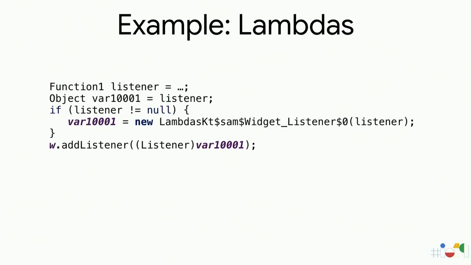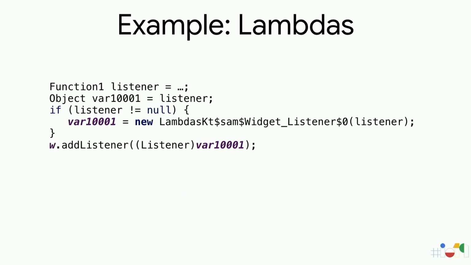So here's what it looks like. We create our listener, because it's a Lambda, it becomes a function1 type internally. And a function1 is effectively a Lambda that has 1 parameter. But because that type is function1, it is not the listener type that our widget expects. So the compiler generates this extra class called widget_listener that is of the type listener that we expect, and it passes it our function1, our Lambda, so it wraps it into something else. And it's that other object that gets passed to add listener.